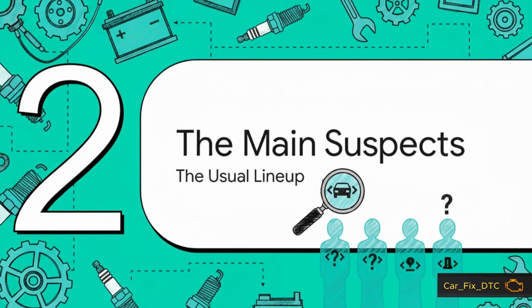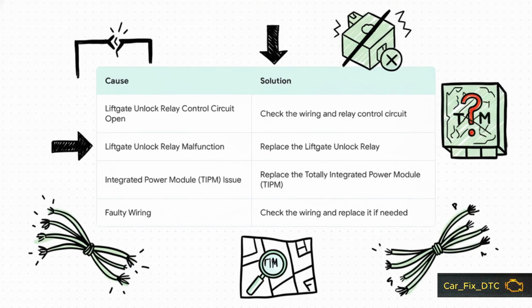In any investigation, you always start with the usual suspects. And believe it or not, car diagnostics is pretty much the same thing. There are a handful of common culprits that are usually responsible for this B25AB code, so let's get them all lined up and take a look. All right, this table right here is basically our entire game plan. We've got four main suspects on the board: an open circuit, a relay that's gone bad, an issue with the totally integrated power module, the TIPM, or just some good old-fashioned bad wiring. Think of this as our roadmap for cracking the case.